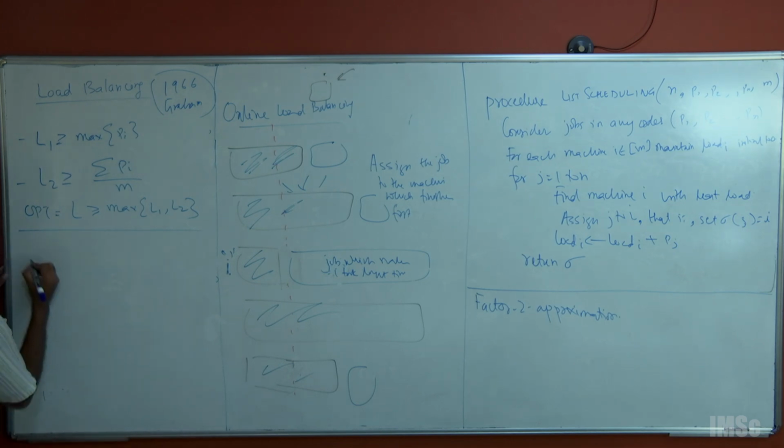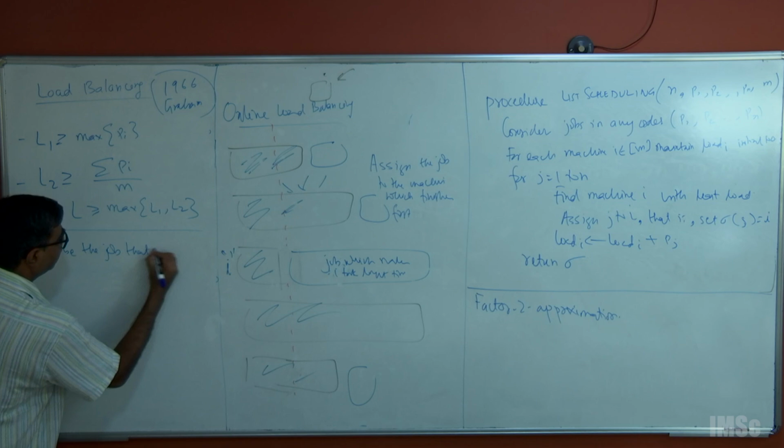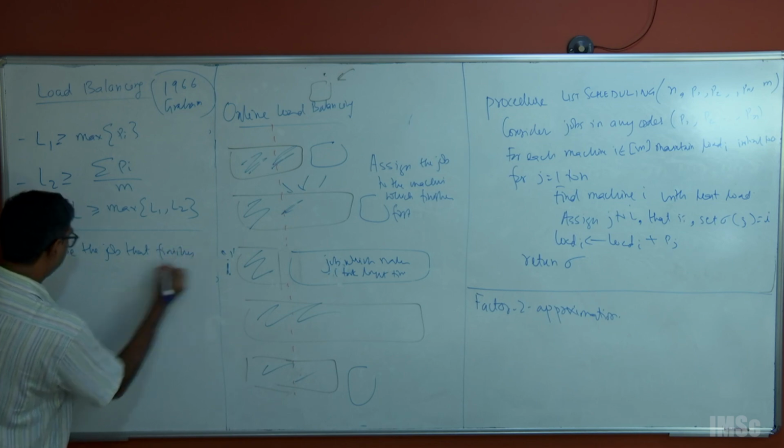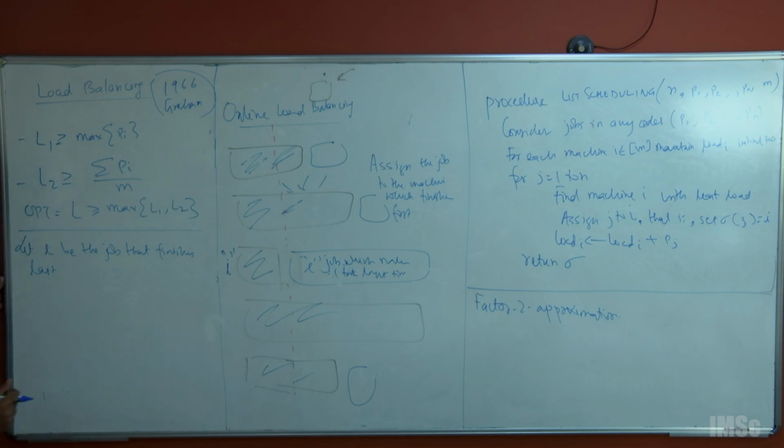Okay. So let L be the job that finishes last. For example, this is a job I'm talking about. Why max of L1, L2? Because L1 is greater than or equal to L2 always, right? Because the maximum will be greater than or equal to the average. Why? Because otherwise, if the maximum is less than the average, then all are less than the average. Then how can the sum be?